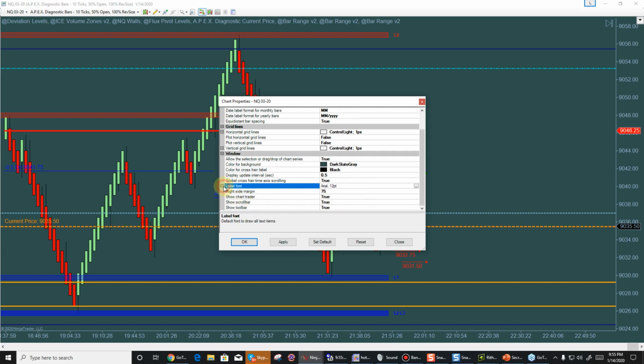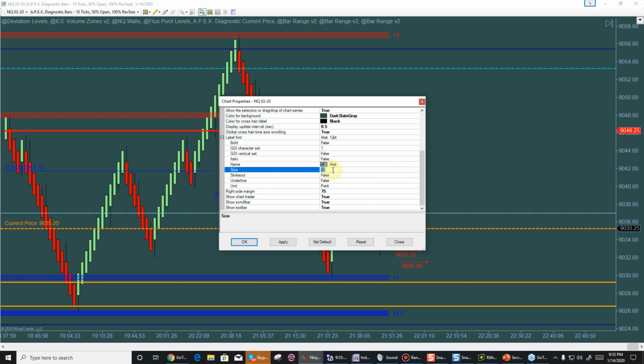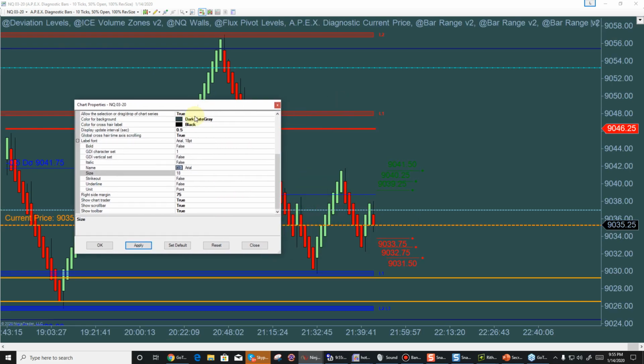I think if we change this, that makes all of my print larger. There you go. So the label under the chart trader properties.